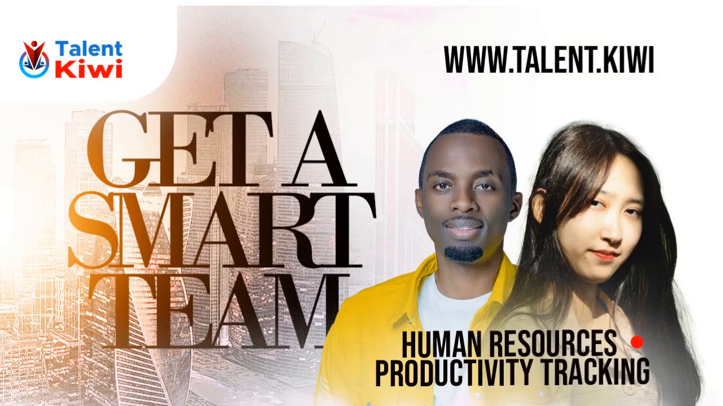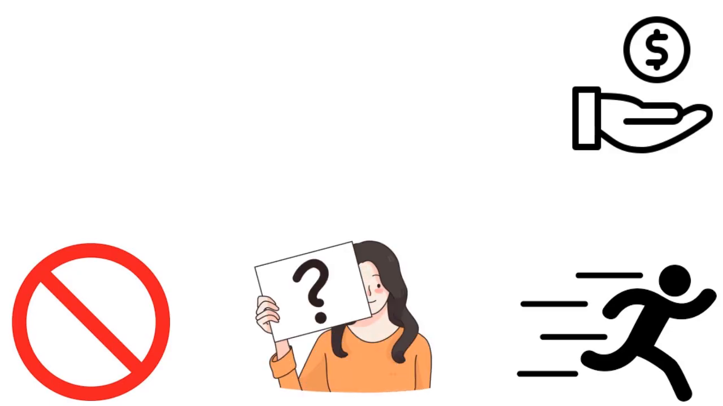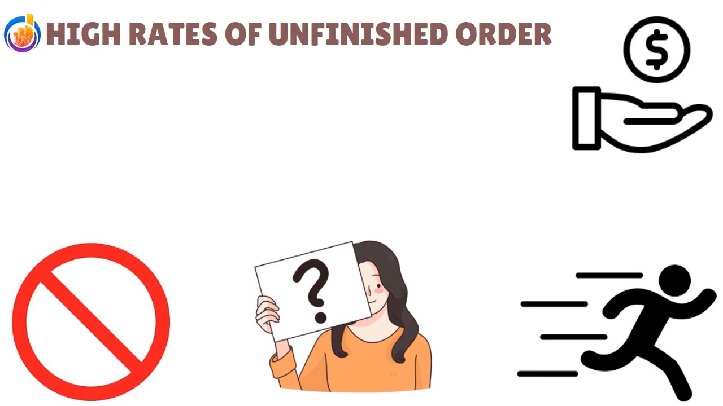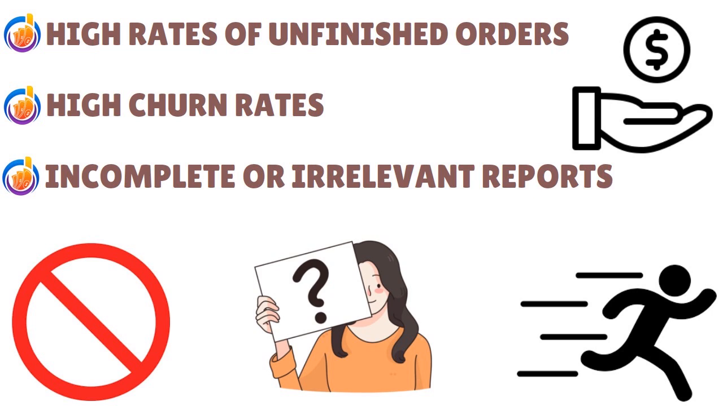So let's talk about problem solving here. What problems will PayPro Global solve for you or for other players in the industry? Well, you have high rates of unfinished orders. You have high churn rates. You have incomplete or irrelevant reports.